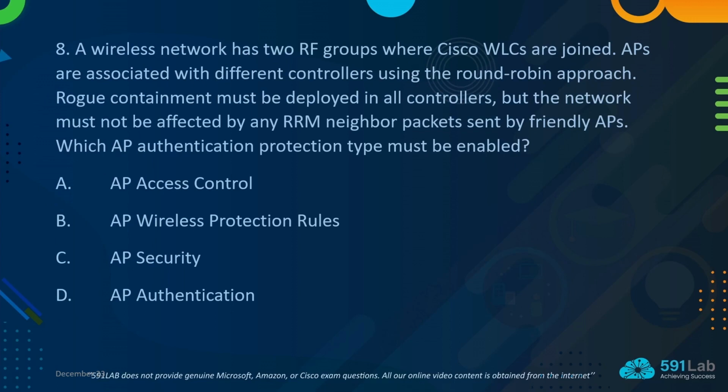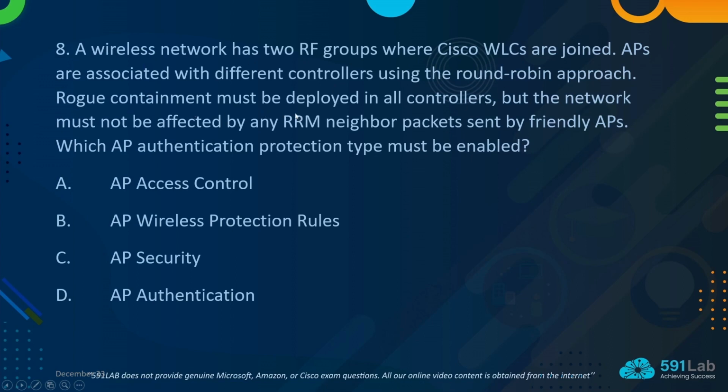A wireless network has two RF groups where Cisco WLCs are joined. APs are associated with different controllers using the round-robin approach. So we have multiple WLCs, and the APs are associated with different controllers using round robin, which means the first AP can go to the first controller, the second AP goes to the second one, a third AP can go back to the first one, and so on.